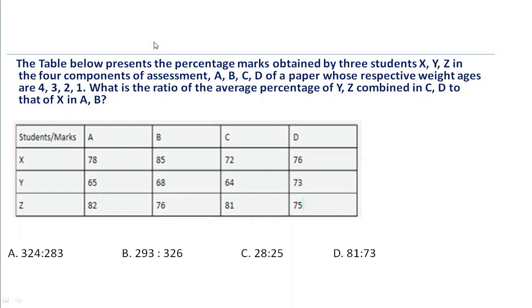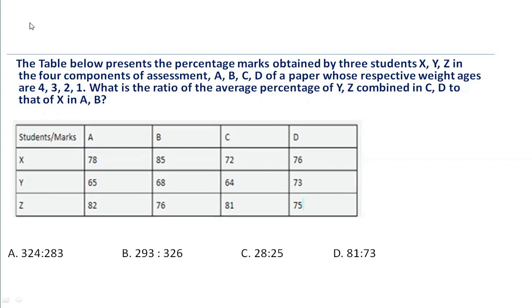This is a small data interpretation table they have given here, where X, Y, Z are nothing but the students and A, B, C, D are nothing but the components of assessments. The values inside the table, like 78, 85, are the percentage of marks that they have obtained. So we have to find out the ratio here.